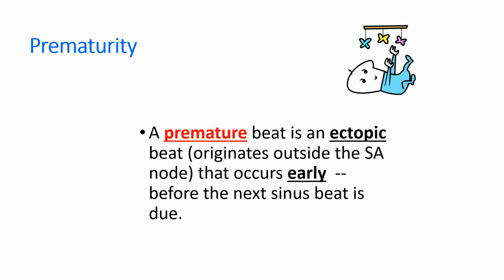We're going to talk about premature beats. It's also an ectopic beat that originates outside the SA node that usually occurs earlier than the next expected beat. So premature beats may originate in the atria, in the junction, or the ventricle. So there's 3 different types of premature beats. We're going to focus on the ones that originate in the atria.